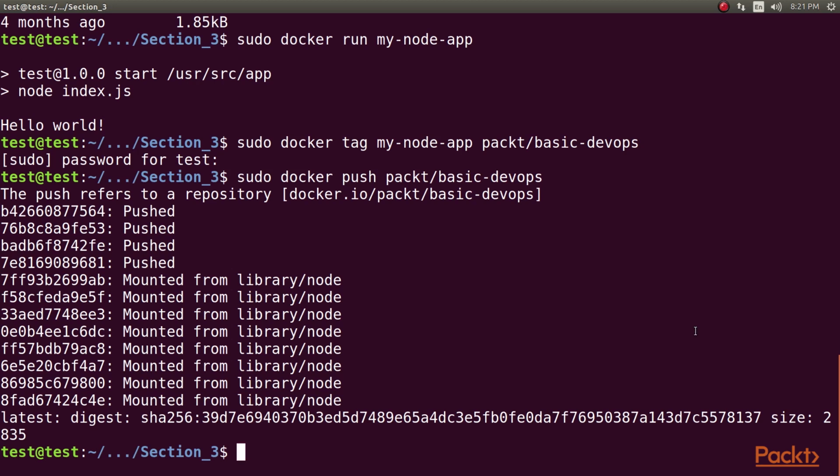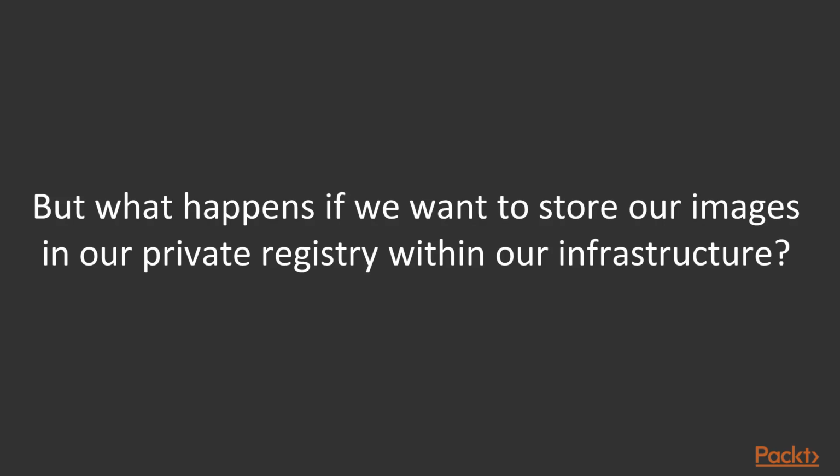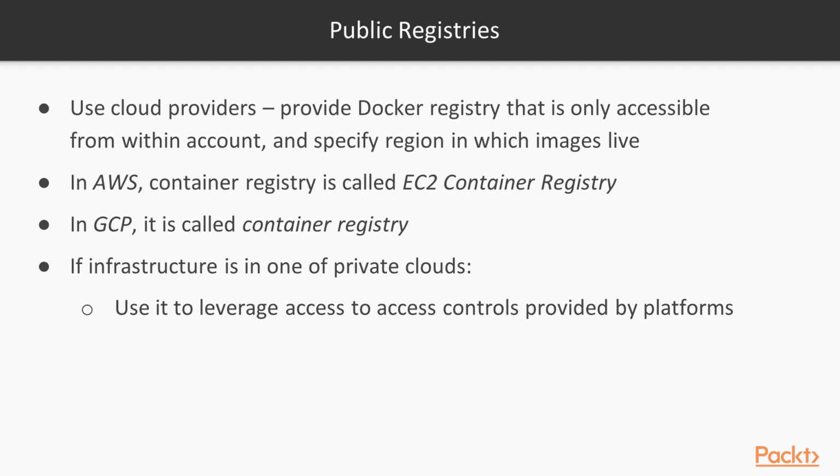Now we move to private registries. But what happens if we want to store our images in our private registry within our infrastructure? Well, we have some options. If we're using cloud providers such as Google Cloud Platform or Amazon Web Services, they provide a Docker registry that is only accessible from within your account, and you can specify the region in which your images live. In AWS, the container registry is called EC2 Container Registry, and in GCP, it is called Container Registry. If your infrastructure is one of these private clouds, I encourage you to use it as you can leverage the access controls provided by the platforms.